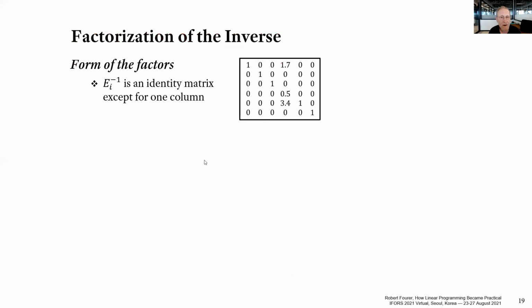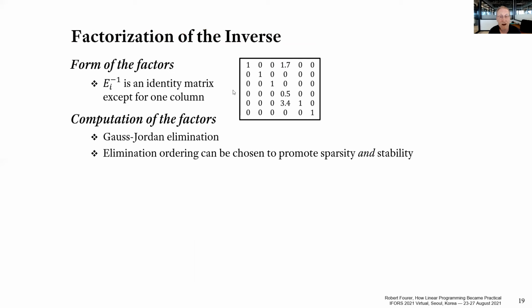And here they are. Each one is just an identity matrix, except for some numbers in one column. And some of those may even be zero. So it's very fast to multiply by. And these factors are computed by the well-known means of Gauss-Jordan elimination on the basis matrix. And the Gauss-Jordan elimination admits many different orderings, and you can choose the ordering to promote both sparsity of these factors and numerical stability.